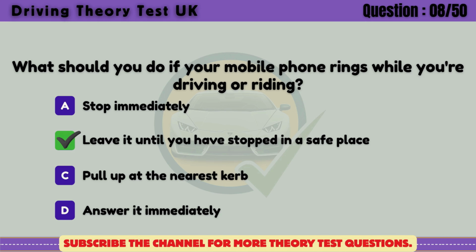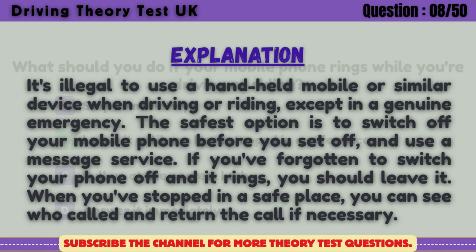Answer is B. Leave it until you have stopped in a safe place. It's illegal to use a handheld mobile or similar device when driving or riding, except in a genuine emergency. The safest option is to switch off your mobile phone before you set off, and use a message service. If you've forgotten to switch your phone off and it rings, you should leave it. When you've stopped in a safe place, you can see who called and return the call if necessary.